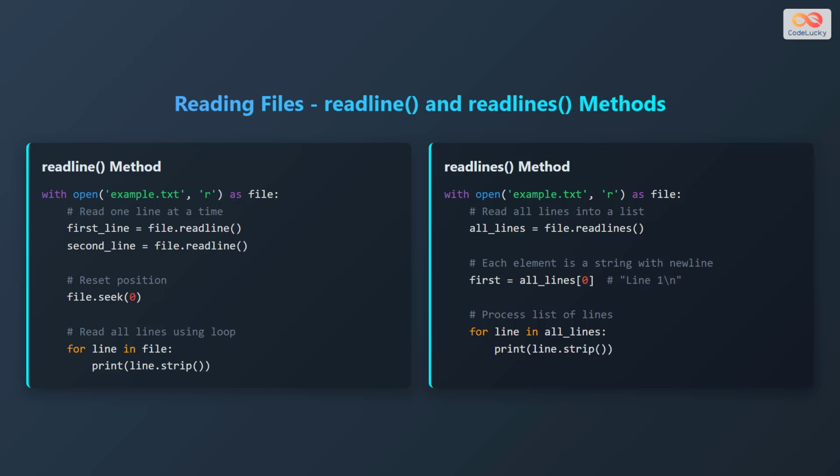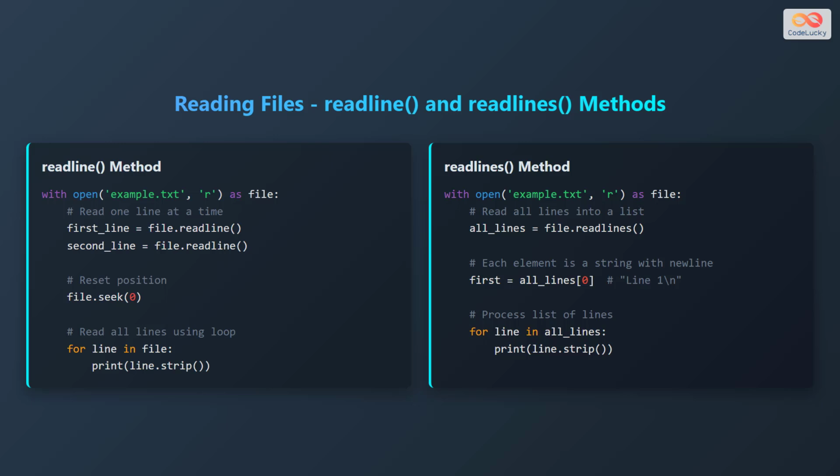Let us see the readline and readlines methods in action. On the left, you can see how to use the readline method. It reads one line at a time from the file. You can also loop through the file object directly to read all lines. Use seek 0 to reset the file position to the beginning.